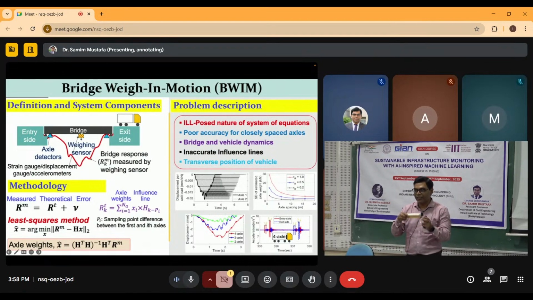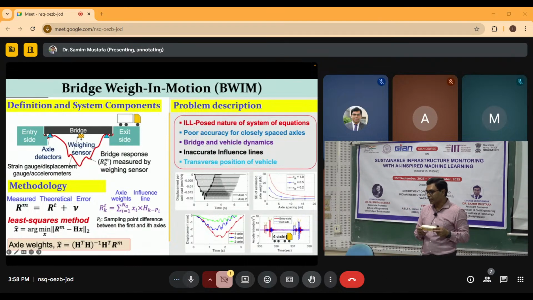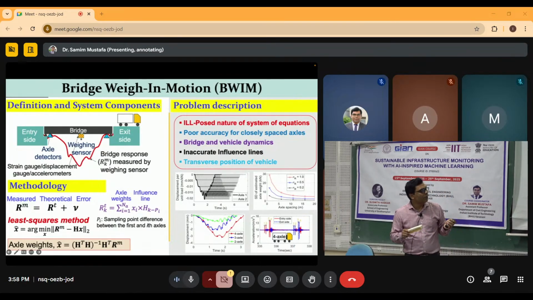From the response you are trying to evaluate the weight of the vehicle, so it is an inverse correlation. So there is an ill-posedness also coming into this. So how to then overcome those things? That can be discussed. Okay, so the ill-posed nature of the system of equations is there.